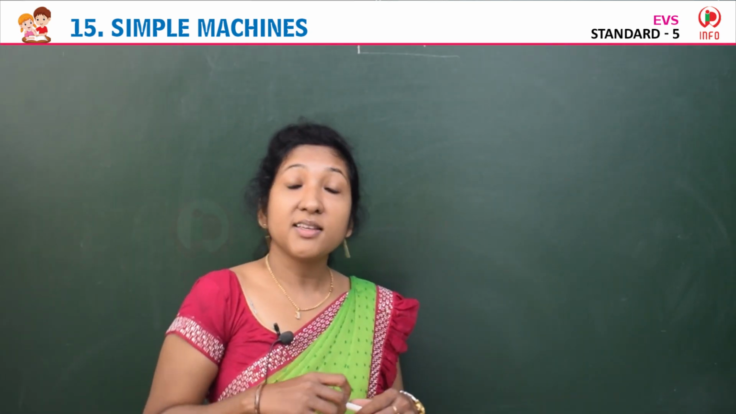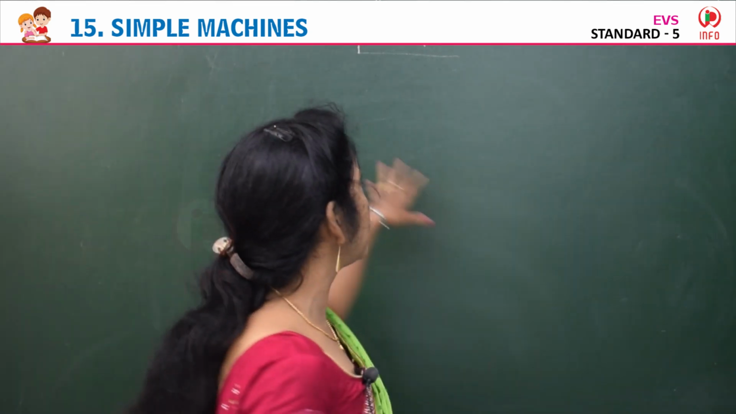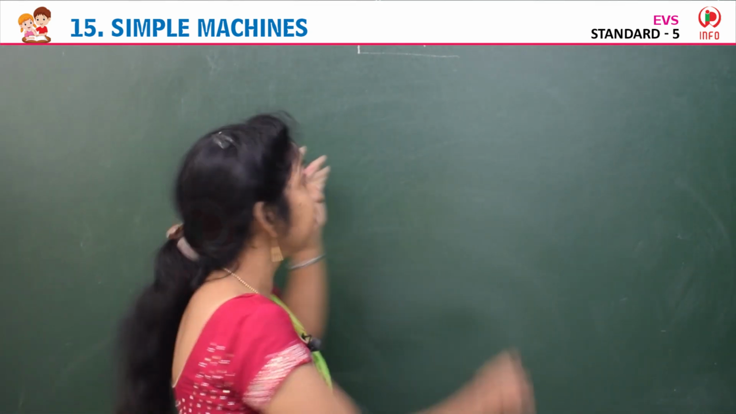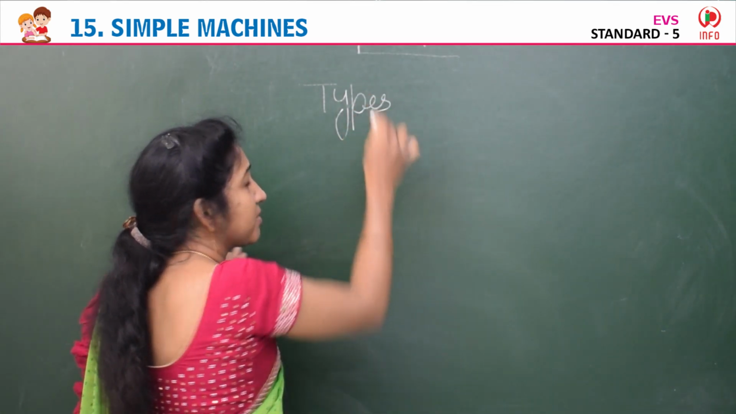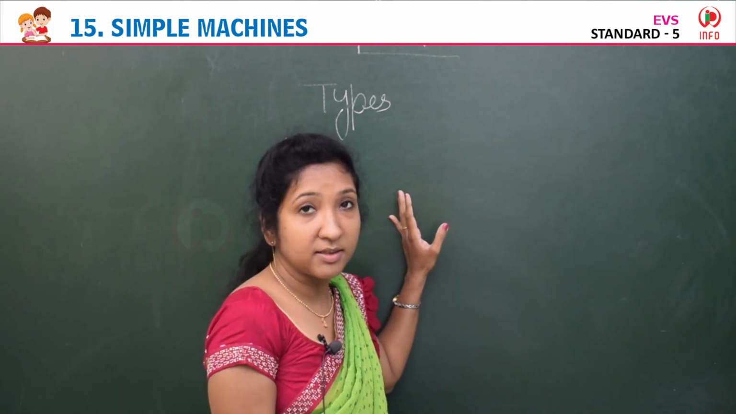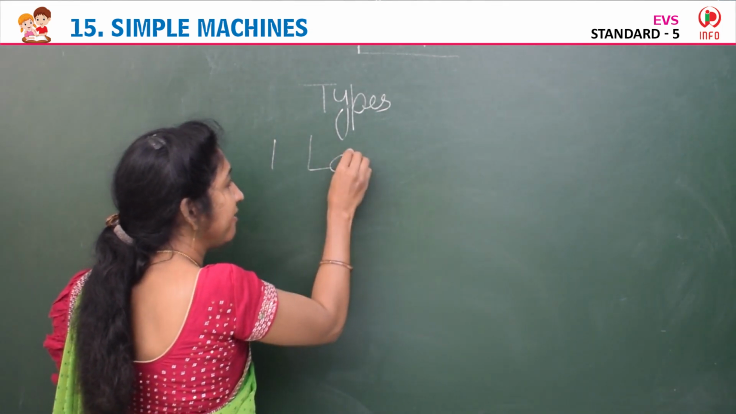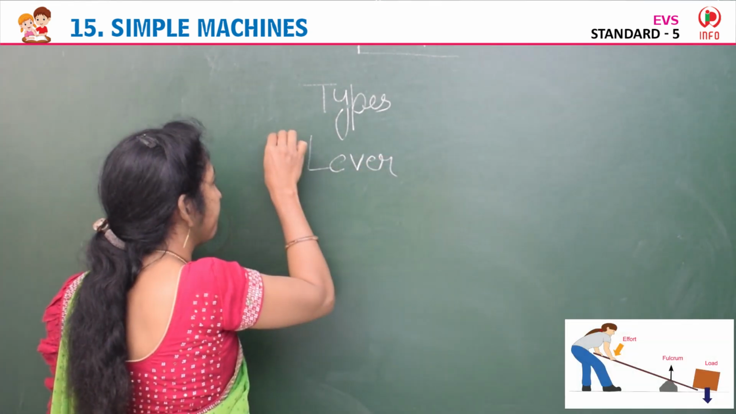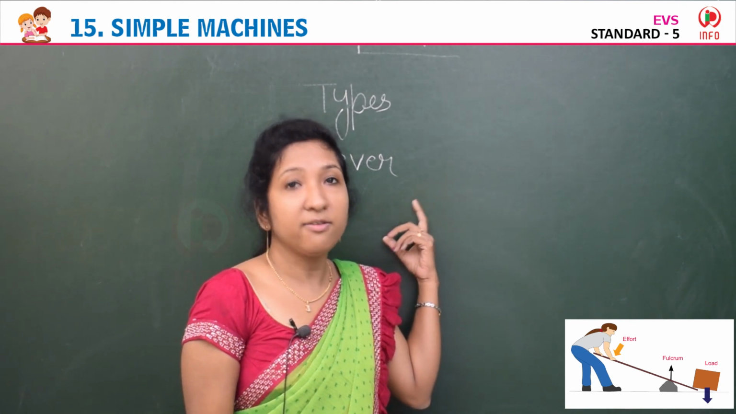So children, as I said earlier, there are different types of simple machines. Now we are going to learn about the types of simple machines. How many types of simple machines are there, do you know? First one is lever, L-E-V-E-R, lever. So first we are going to learn about lever.